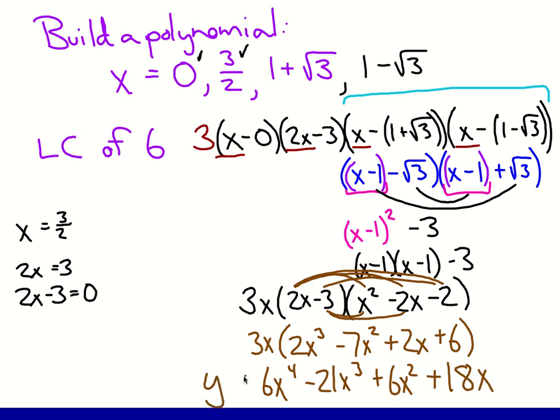And I'll go ahead and put a y on this. If you check this with your graphing calculator, you should see that the zeros are at x equals 0, x equals 3/2, and then the decimal equivalents for 1 plus root 3, which would be about 2.732, and 1 minus root 3, which would be about negative 0.732. That would be a good way to check your work to make sure all of our requirements are satisfied.